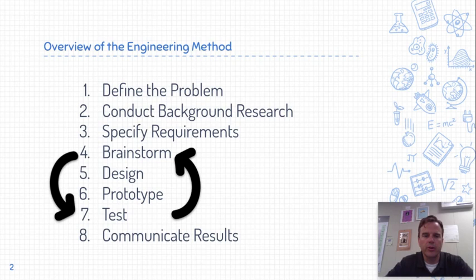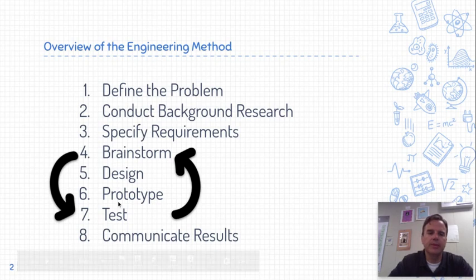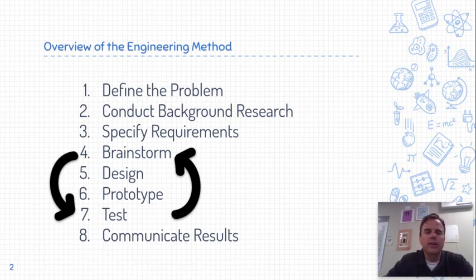Now, something really important about this picture are these two arrows. You'll notice it has 4, 5, 6, 7, then it's got this arrow going backwards. What that means is in the real engineering process, we repeat these 4 steps over and over again. We test it, maybe it doesn't meet one of the requirements, so we go back and do more brainstorming, more designing, more prototyping, and we test again. That's the key to remember: this is not a process that we just finish and we're done. It can go in a cycle many times over.